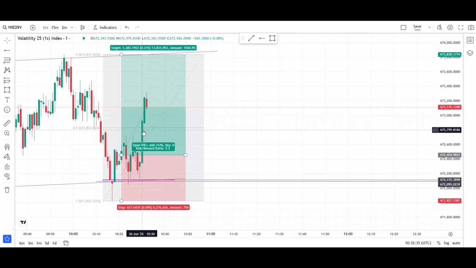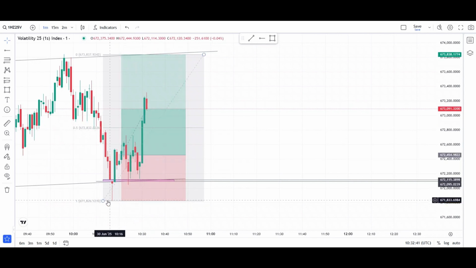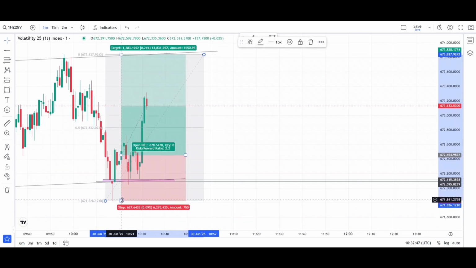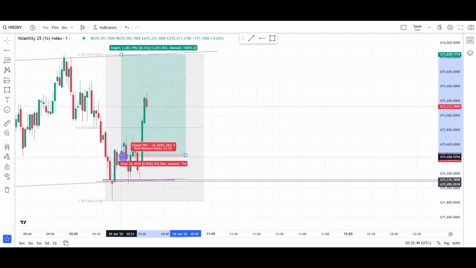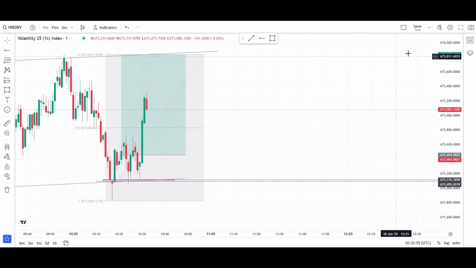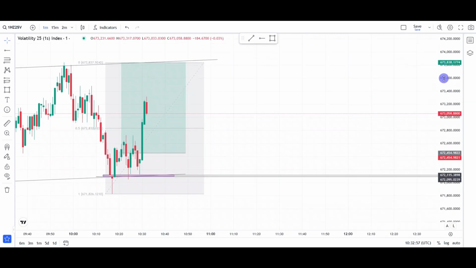So just because the market managed to close above the midpoint, I'm gonna bring my stop loss to break even, so that I am risk free. I'll be risk free from now on. It doesn't matter if the market comes back and takes me out, but at this point in time, I'm risk free. I can just relax at this moment.